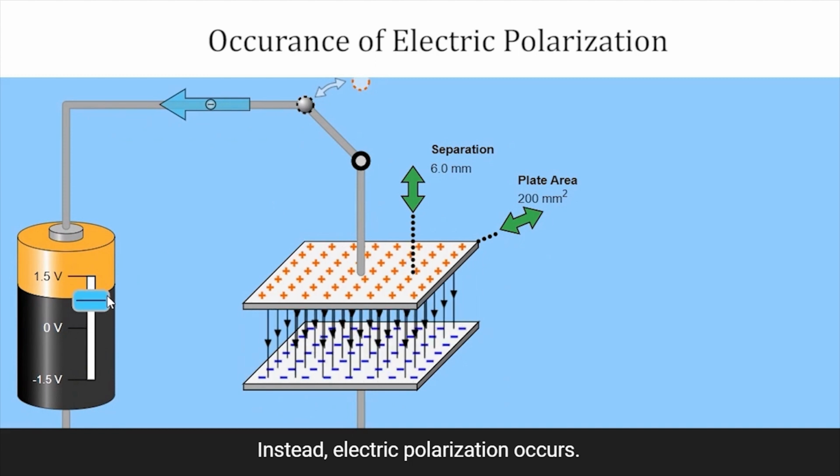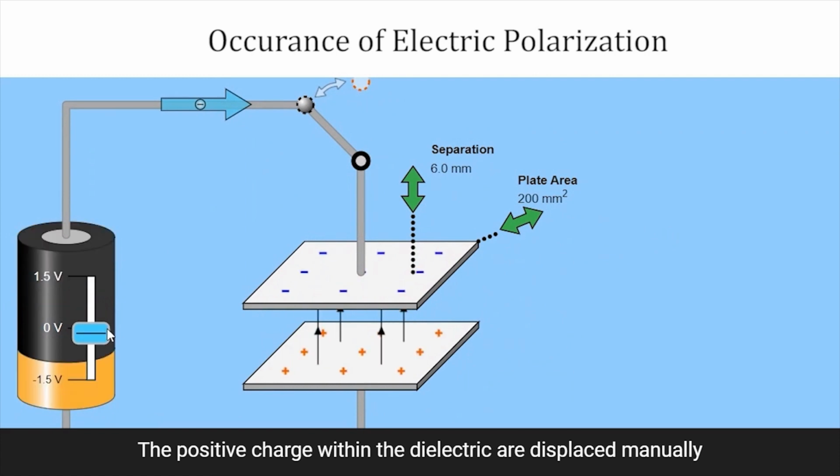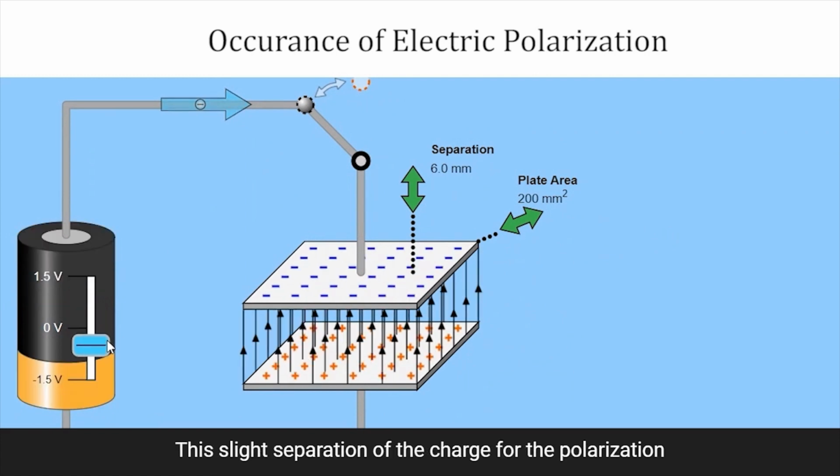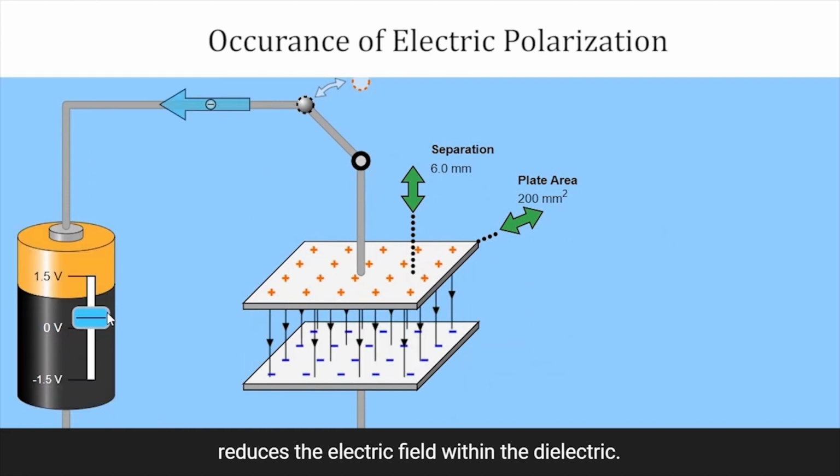Instead, electric polarization occurs. The positive charges within the dielectric are displaced in the direction of the electric field, and the negative charges in the opposite direction. This slight separation of the charge, or the polarization, reduces the electric field within the dielectric.